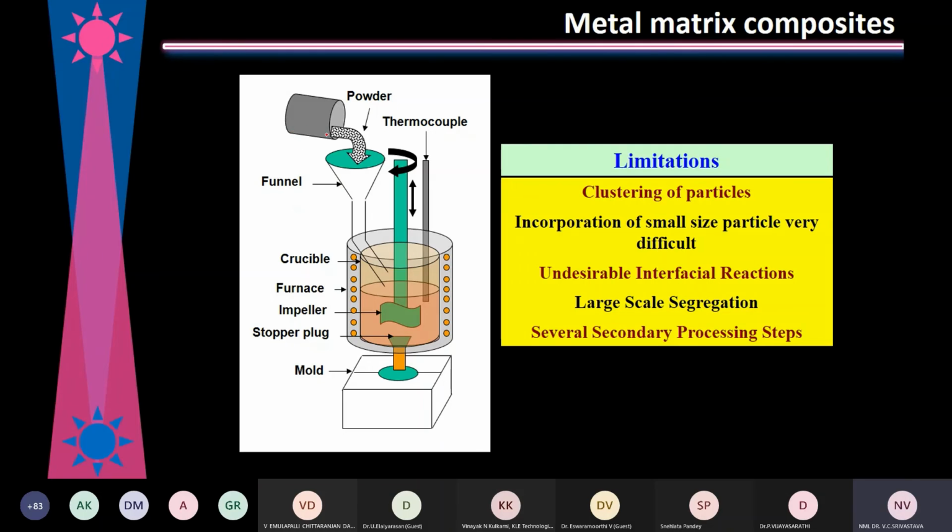And then you put second phase powder like silicon carbide or nitrides here, and then a very high speed of rotation of the impeller gives rise to the vortex, and this material goes in. But there is a problem that if you have very small size particles, then the surface to volume ratio is very large, and due to surface tension, they mostly come to the top of the liquid. Small size particles also give rise to clustering of particles. So these are the problems with the casting process. So incorporation of small size particles is very difficult.